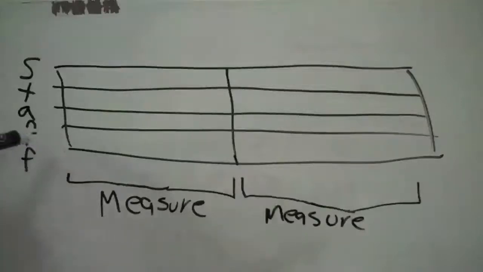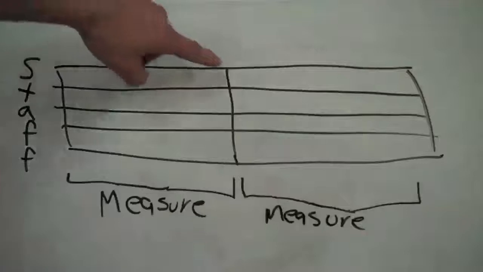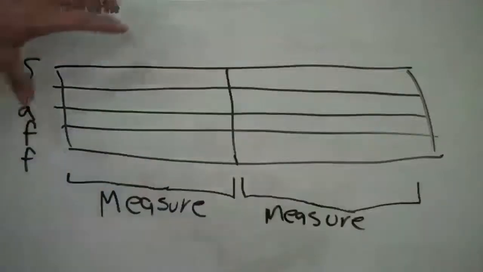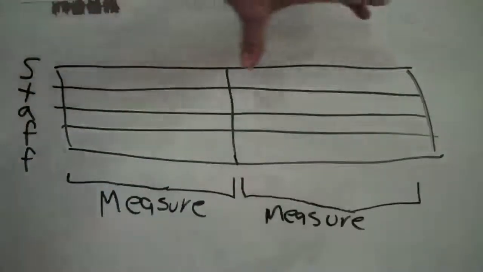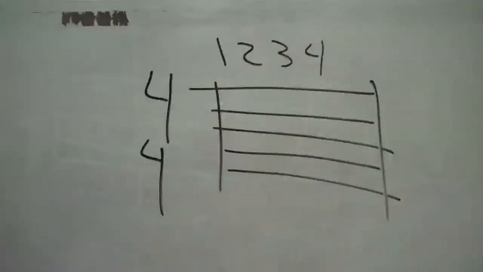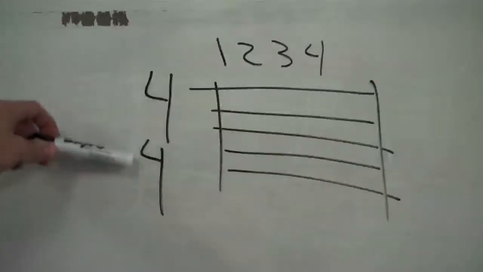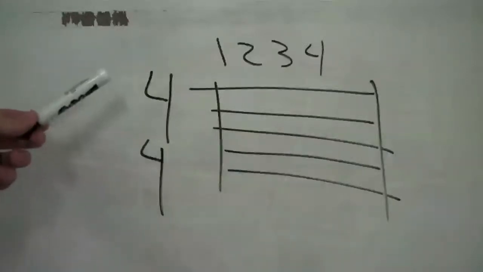Each staff is grouped into measures, so between the measure lines is one measure. So here we have 2 measures. The next thing you'll typically see on music is a time signature. So usually it'll be 4/4. It could be other numbers.